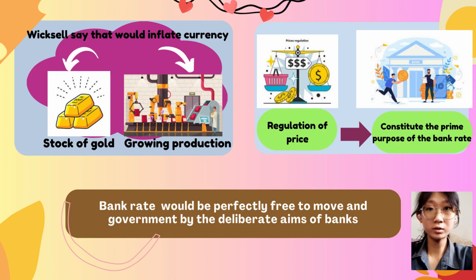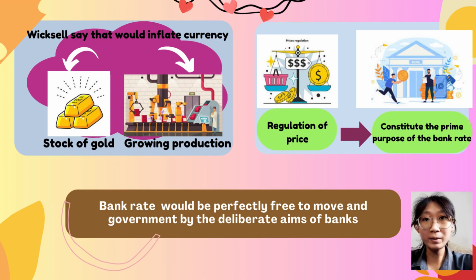Next, Wicksell was also concerned that the growing production and stock of gold affects the currency, thus causing inflation, the interest rate to fall and prices to increase. He also indicated that we need to use an international paper currency standard instead of the gold coin to avoid the collapse of the gold currency. In this regard, he also said that the regulation of price will constitute the first purpose of the bank rate, and the bank rate would be perfectly free to move, and government would deregulate the arms of the bank.